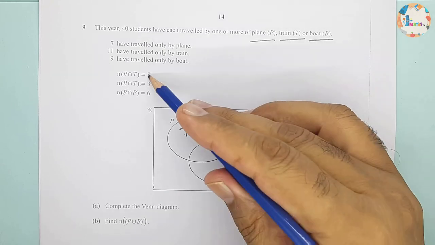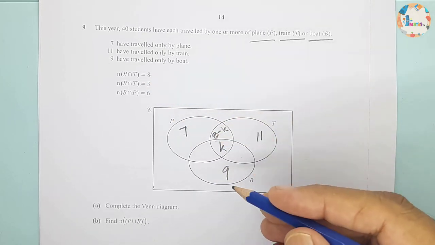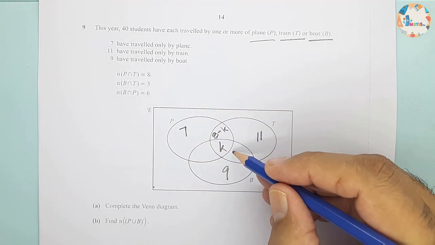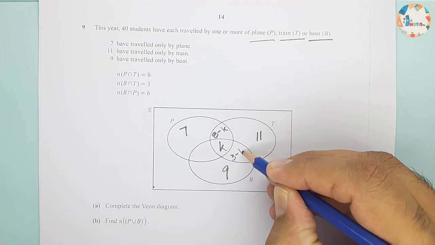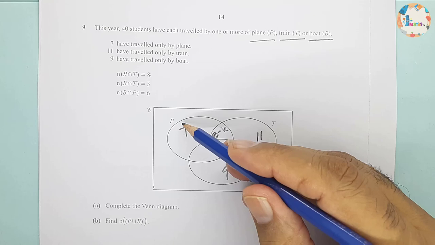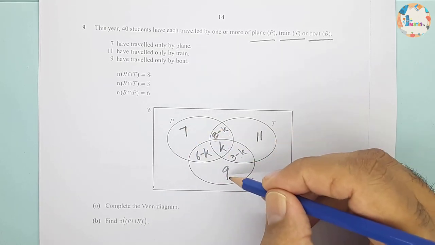Not 3, basically 8. P intersection T is 8, so this will be 8 minus K. Similarly, B intersection T is this one, which is 3, so this will be 3 minus K. And this one, B intersection P, is 6, so this will be 6 minus K. This is what we have considered.